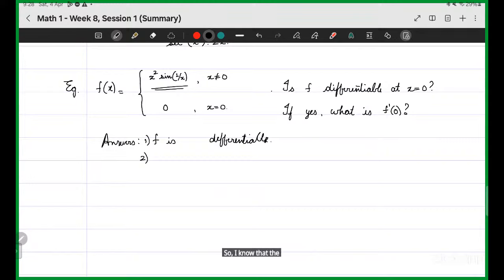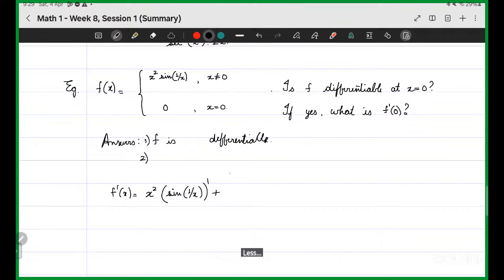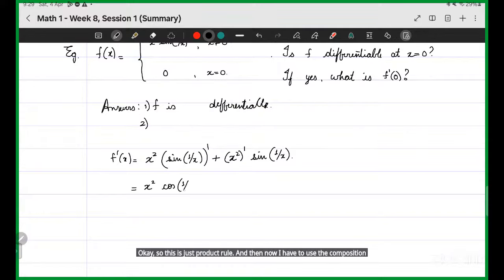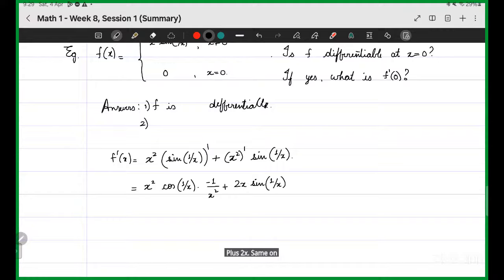I know that the function is given by x square sine 1 by x at points other than 0. So I use the product rule. I say it is x square times the derivative of sine 1 by x, plus the derivative of x square times sine 1 by x. Okay, so this is just the product rule. And then now I have to use the composition rule. Cos of 1 by x times minus 1 by x square plus 2x sine 1 by x. My x square gets cancelled and I'll be left with minus cos 1 by x plus 2x sine 1 by x. And this does not converge as x goes to 0.